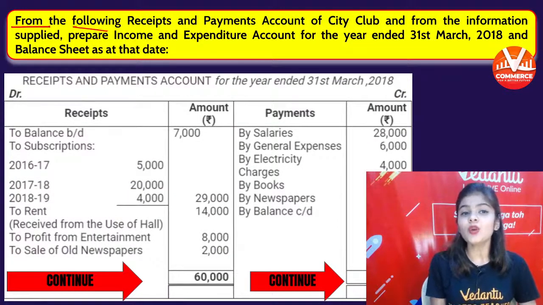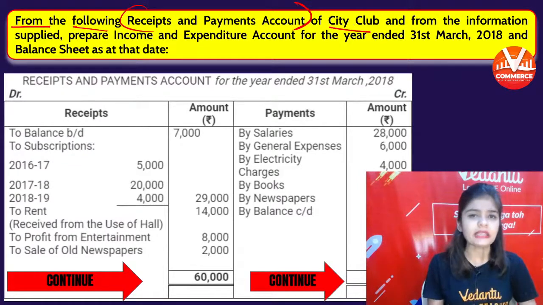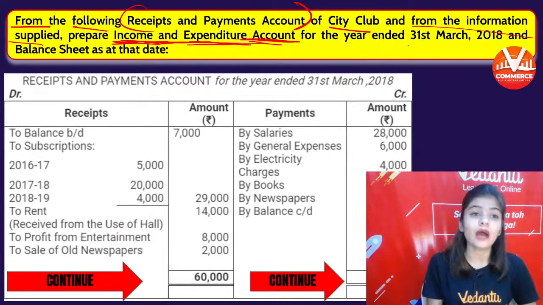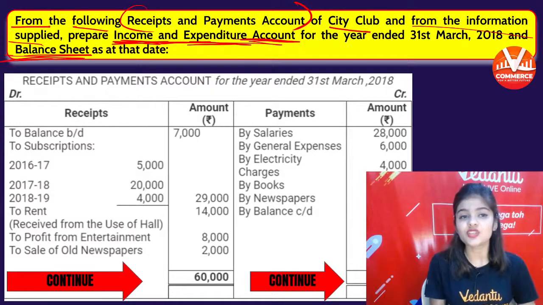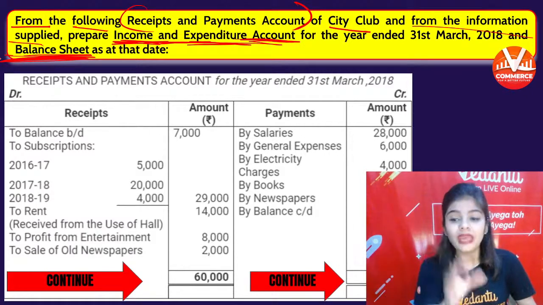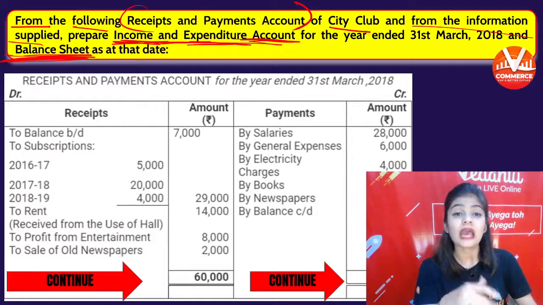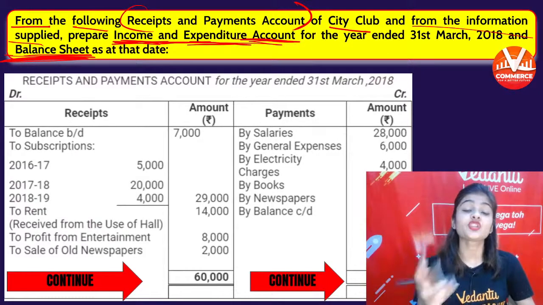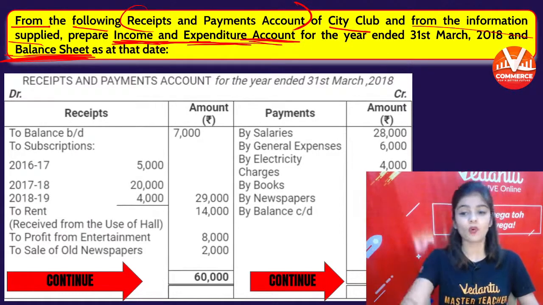From the following receipt and payment account of City Club and from the information supplied, you are required to prepare income and expenditure account and balance sheet. हमें इस information से बनाना है income and expenditure account and balance sheet of NPO.